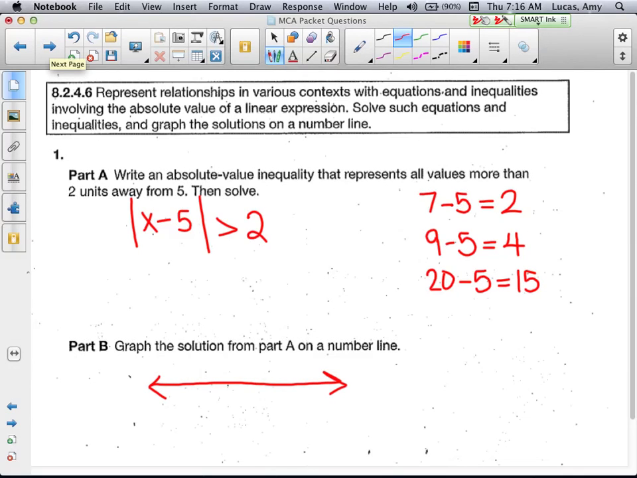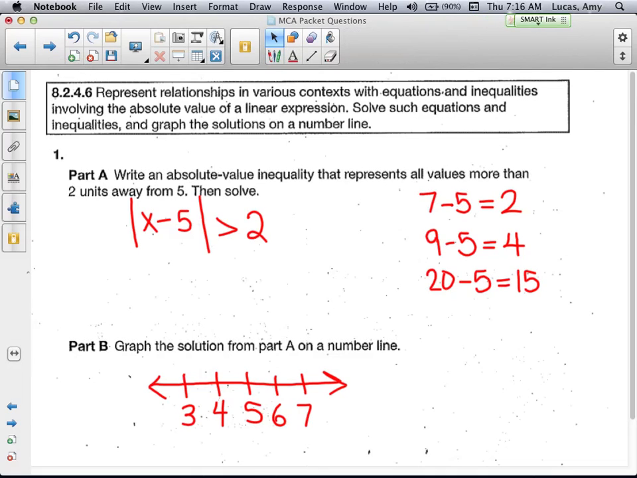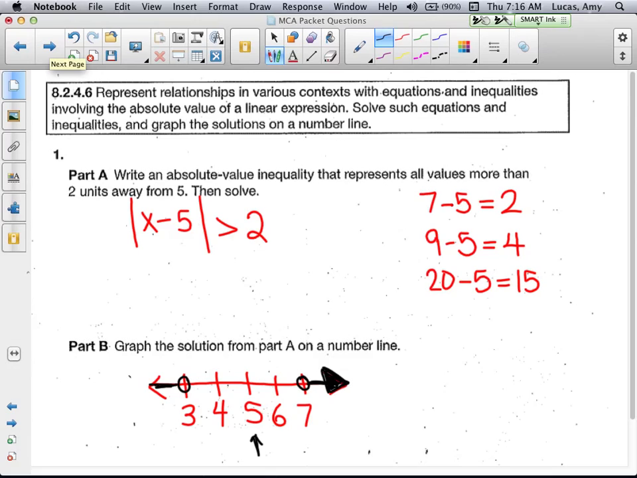Now, my number line down here, I'm putting 5 in the middle. Because if we're talking about being more than 2 units away from 5, so here's where 5 is. 2 units away would be 7 or 3. More than 2 units away should be 2 rays pointing in opposite directions, like this. This is what my graph should look like.